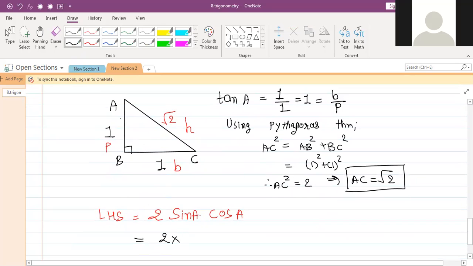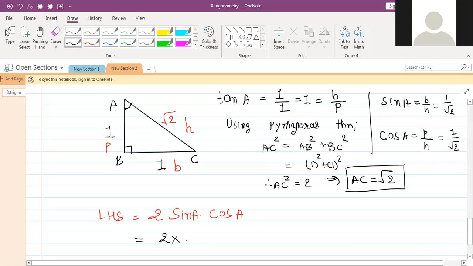So sine A is what? Here we can use this angle A because they give sine A. So here I can write down the value of sine A, that is based upon hypotenuse. So that is 1 upon root 2. Similarly we can find cos A, that is perpendicular upon hypotenuse. So perpendicular is also 1 according to the figure, and hypotenuse is root 2.